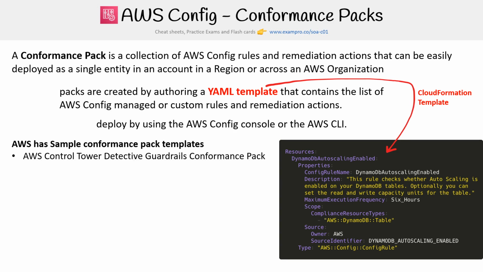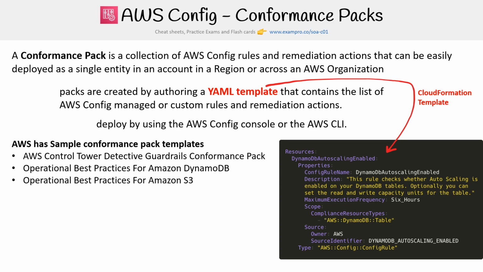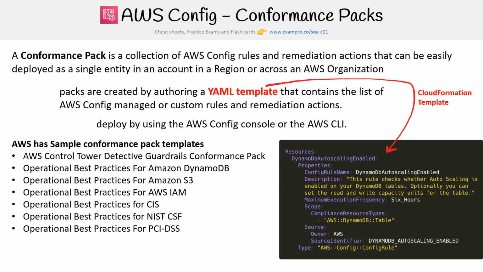The first is the AWS Control Tower Detective Guardrails Conformance Pack. We have operational best practices for Amazon DynamoDB. We have operational best practices for Amazon S3. We have operational best practices for AWS IAM, best practices for the Center for Internet Security, NIST CSF, PCI DSS, templates with remediation action, and it has an example of a custom conformance pack. So there you go. One of my favorite features of AWS Config, and I hope you use it soon.